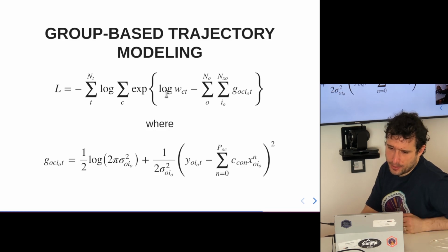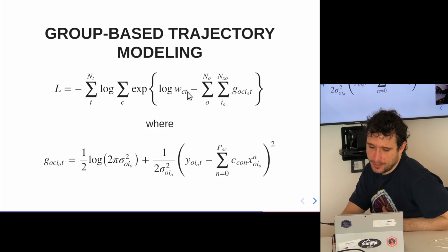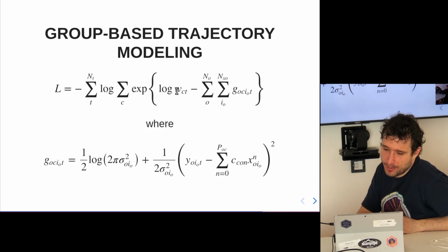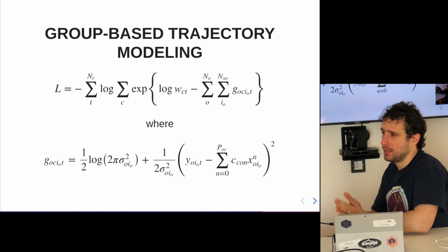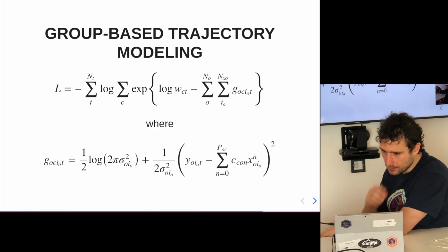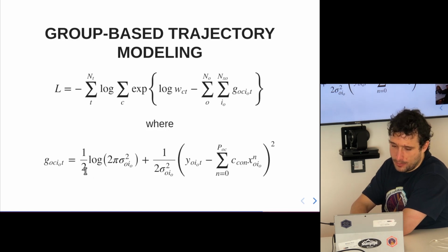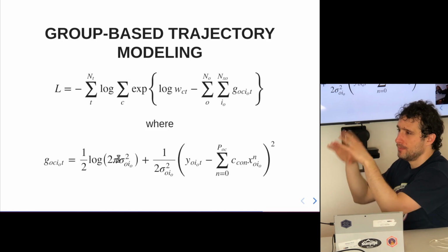So this term with the logarithm of W_ct is exactly the weight that was before the W_pc. This is the probability that a certain trajectory, a certain entity that evolves over time, belongs to cluster c. And then there is this term here, which is expanded to this. Basically, it is related to the spread.